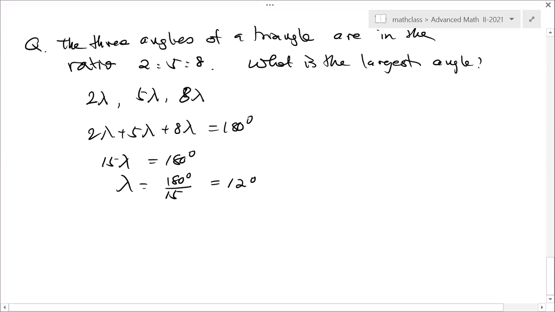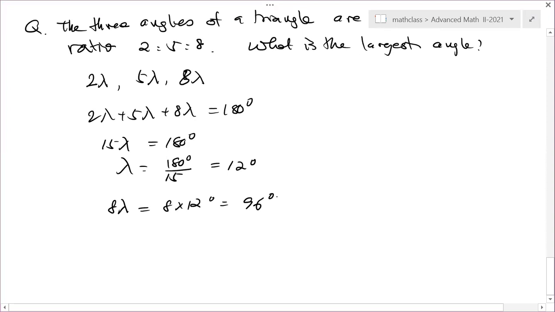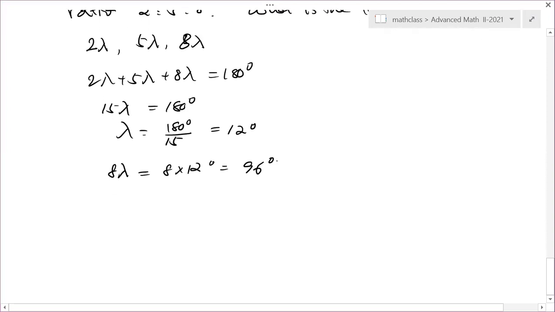It depends what measurement you're going to use. Okay, so then the largest angle is 8 times lambda. So 8 times 12, and that is going to be 96 degrees. Okay, so Lala got the answer, and I did not get the answers from the rest of you.